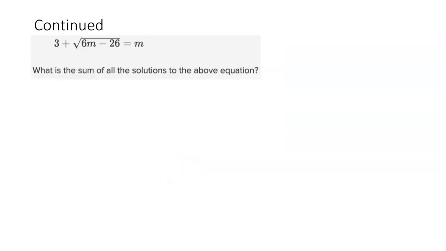Now here, I don't have multiple choice. It's fill in the blank. It says, what's the sum of all the solutions above? So I need to find all the answers. So I'll have to work out the whole thing.